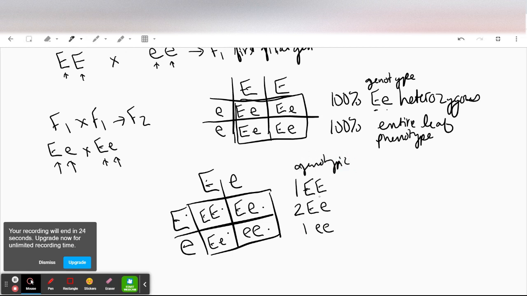And then my phenotypic ratio is what they look like. This will give me the dominant phenotype. This will give me the dominant phenotype. And this will give me the recessive phenotype. So if I add those together, there's 3 entire to 1 toothed, and that's my phenotypic ratio.